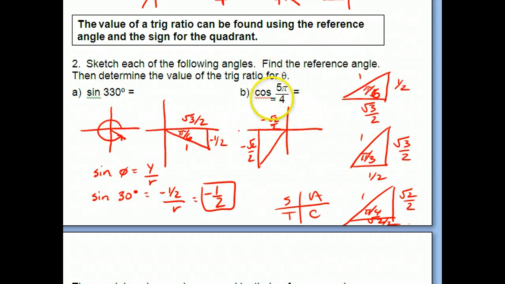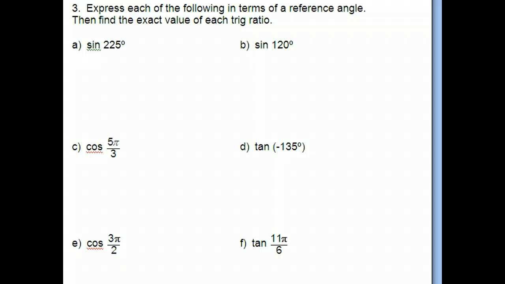And so cos in this spot is going to be our adjacent over our hypotenuse, or x over r. So cos of 5 pi over 4 is going to equal negative root of 2 over 2, and then over 1. Okay, so really this is our final answer. Negative root of 2 over 2 over 1 is negative root of 2 over 2. Okay, so that's the idea. Looks pretty good. So I'd like to say there's more to it, but there really isn't.